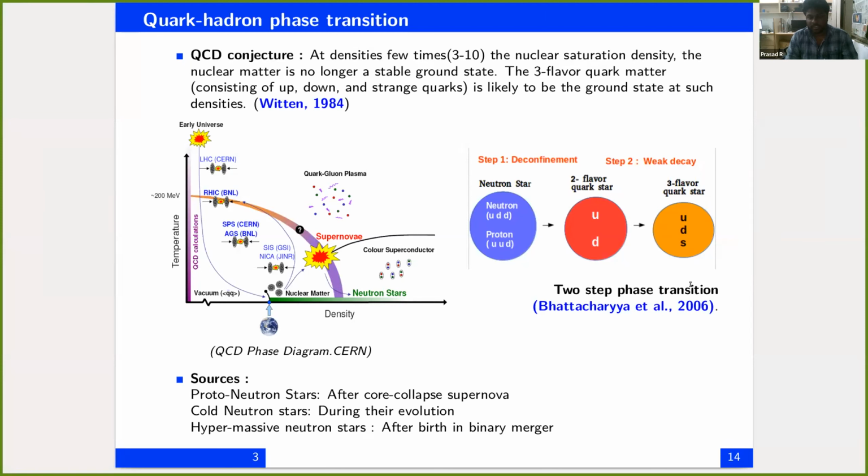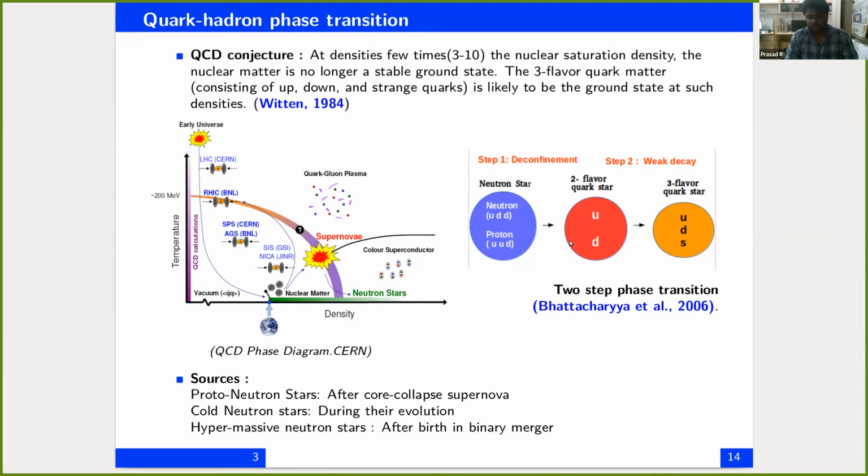According to the two-step phase transition process, the neutron star consists of neutrons, protons, and other particles, and inside them the quarks are present. Due to the deconfinement process, the up and down quarks which are present inside the neutron star will get deconfined, and you will have a sea of up and down quarks. This results in formation of a two-flavor star.